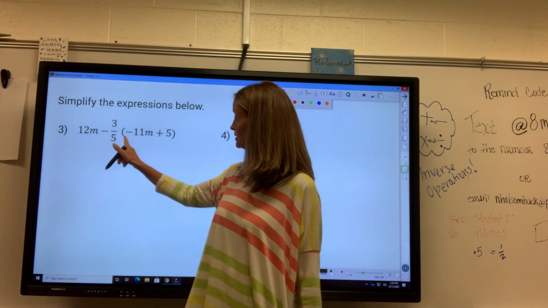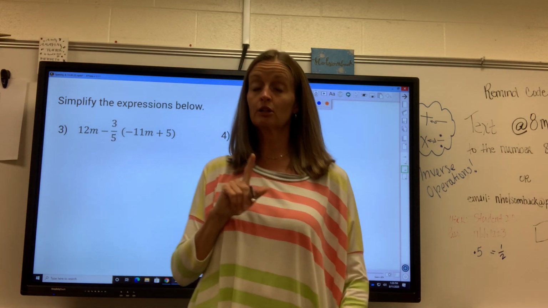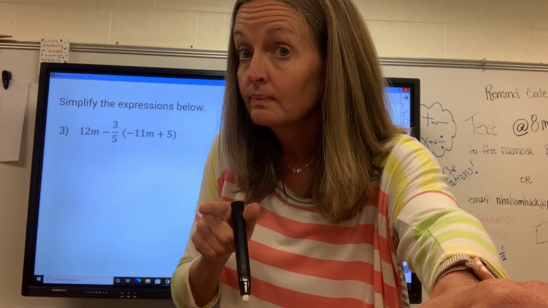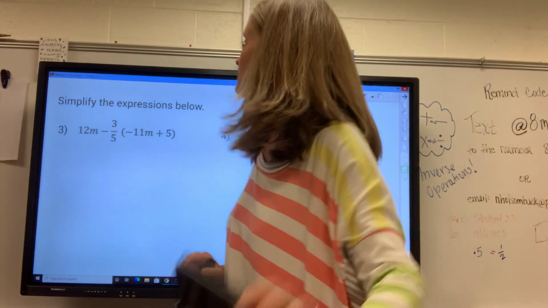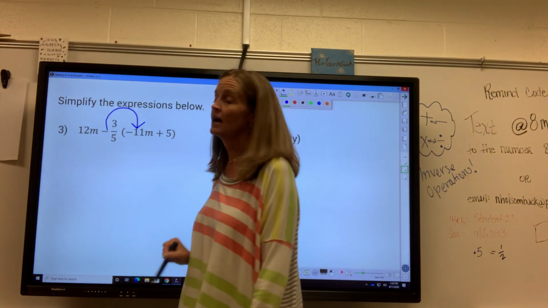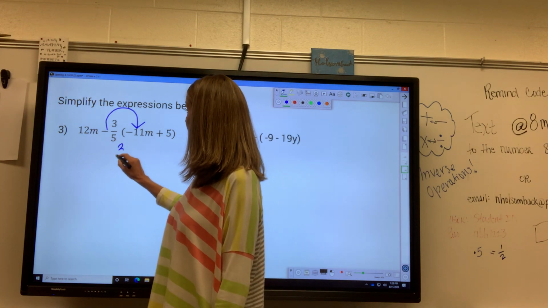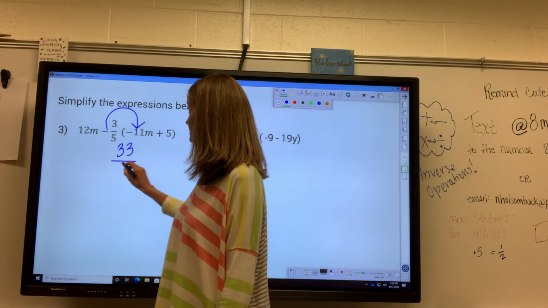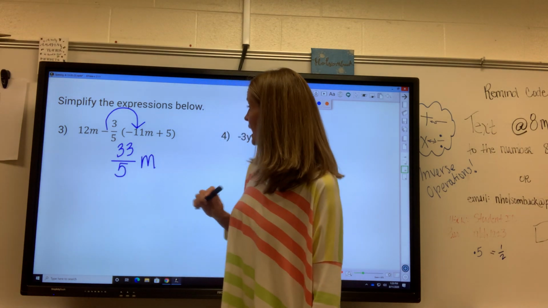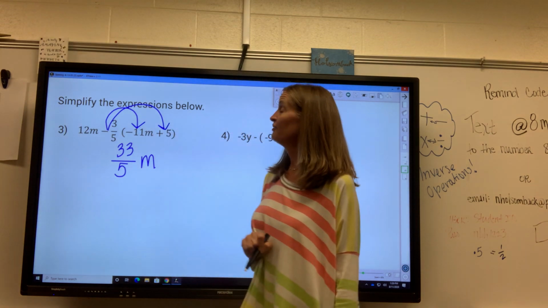So see this open door right here? Now be careful, it's not 3/5. Look at that closer again. That is not 3/5. That is -3/5. So -3/5 times -11 is going to give you 33/5. And then -3/5 is also going to multiply with 5.